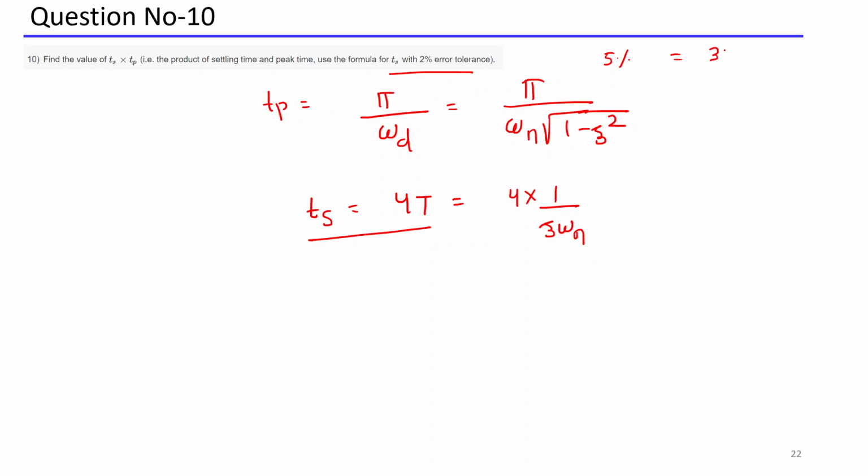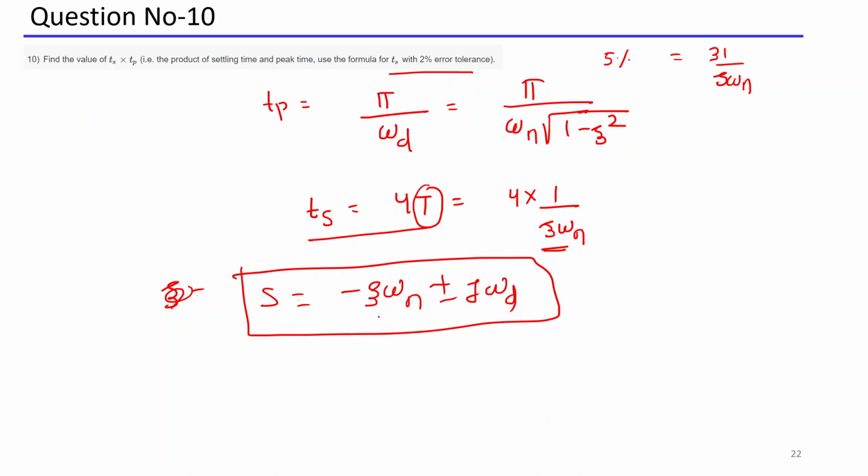Right. 3 into T, where T is equal to 1 by zeta omega n. Right, sir? This T is nothing but 1 by zeta omega n, because the pole location, as I told you, is equal to minus zeta omega n plus or minus j omega d. You have to remember this, sir, for a second order system. The negative inverse of the real part is called your time constant. Okay, sir. Clear. Yeah.